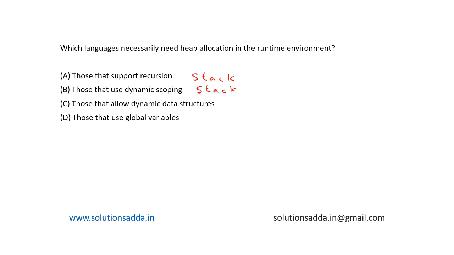Those that allow dynamic data structures. Yes, for this we need heap allocation. The dynamic data structures like linked list, tree, etc. require heap for dynamic allocation. And those that use global variables, for this also stack is enough. So the question is which requires heap allocation? Option C, those that allow dynamic data structures, is the correct answer.